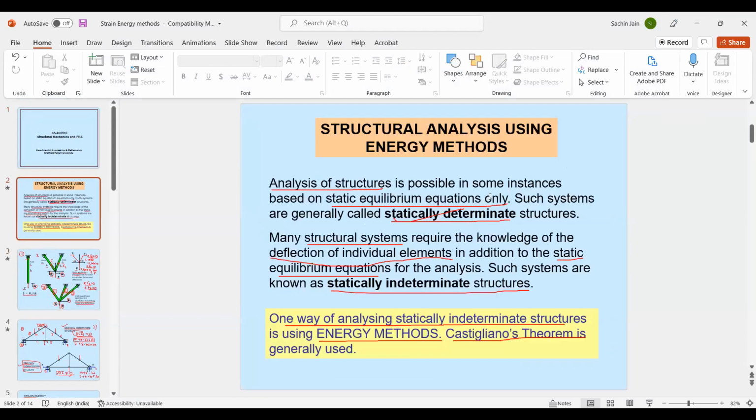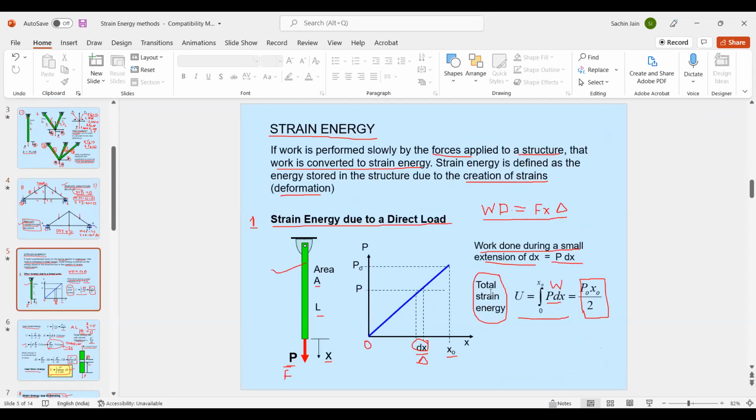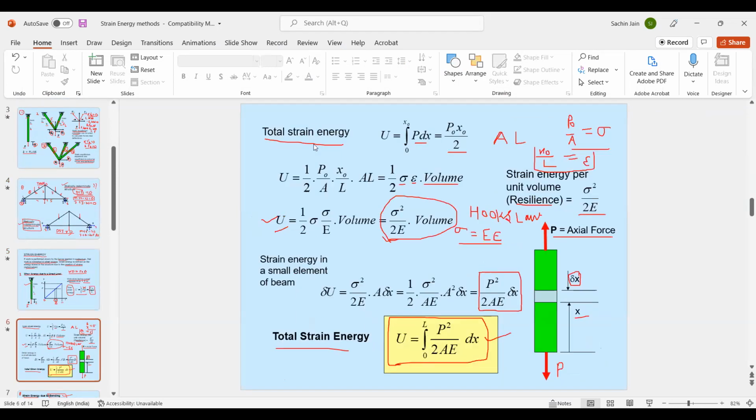So what you have to remember in strain energy? First, whether the given structure is statically determinate or statically indeterminate. This should come to your mind first. Now you can easily solve it. I have already explained; now you know the different formulas.